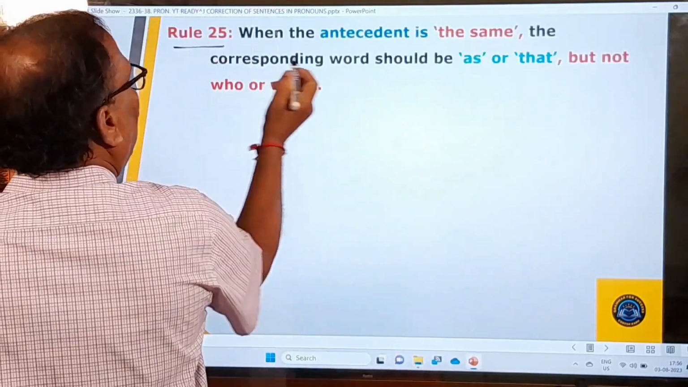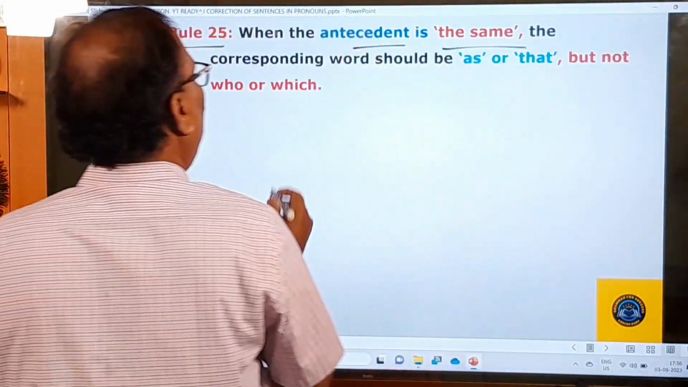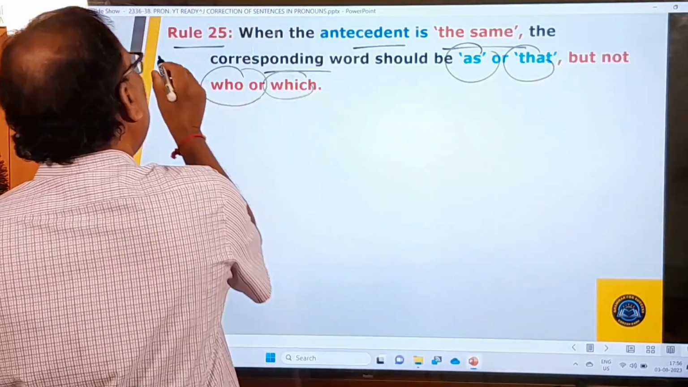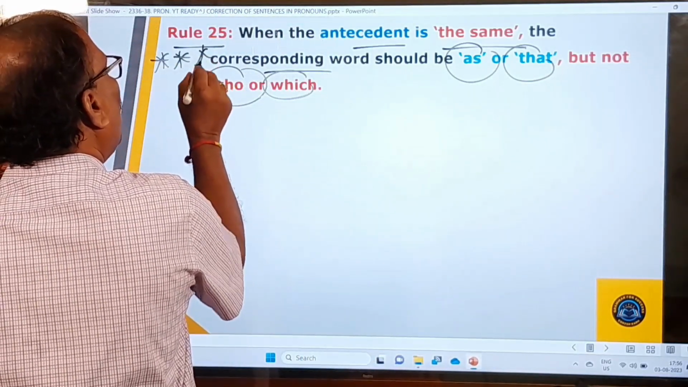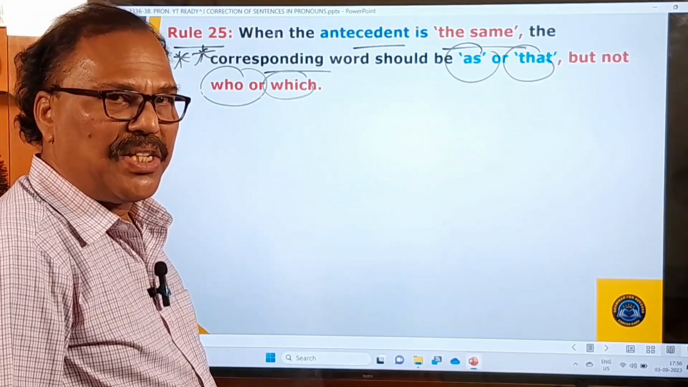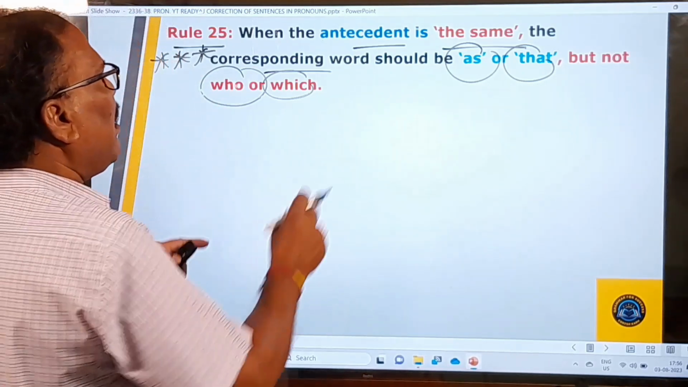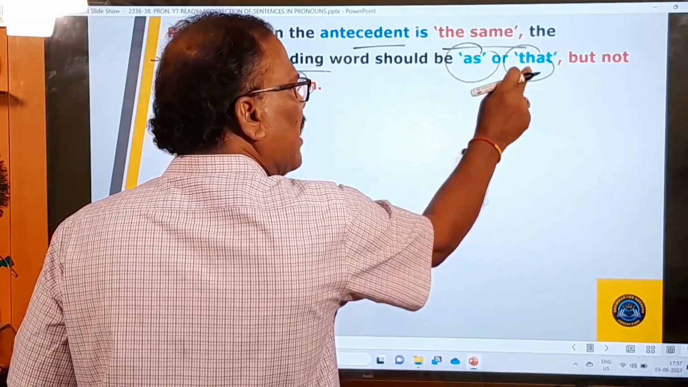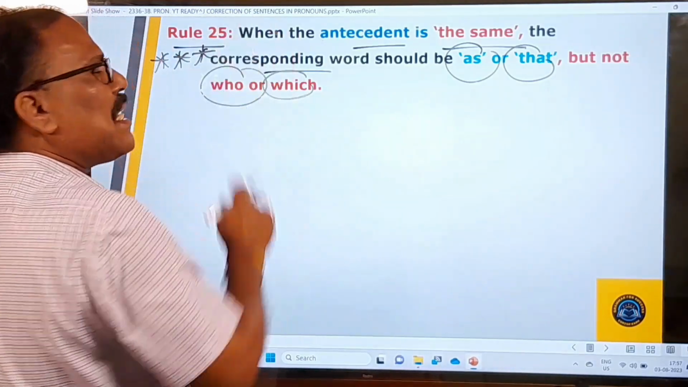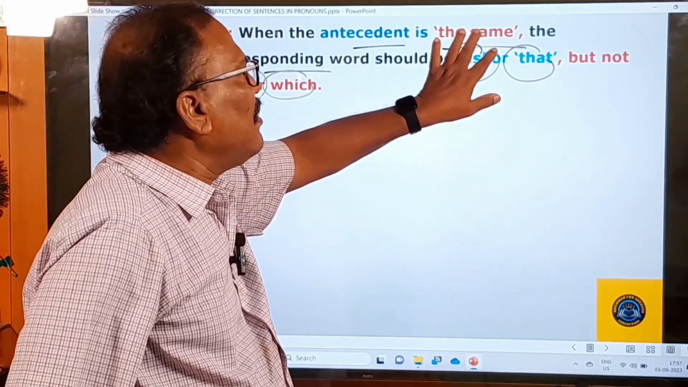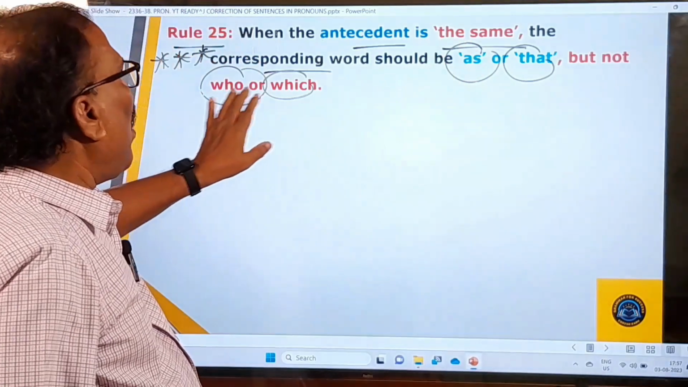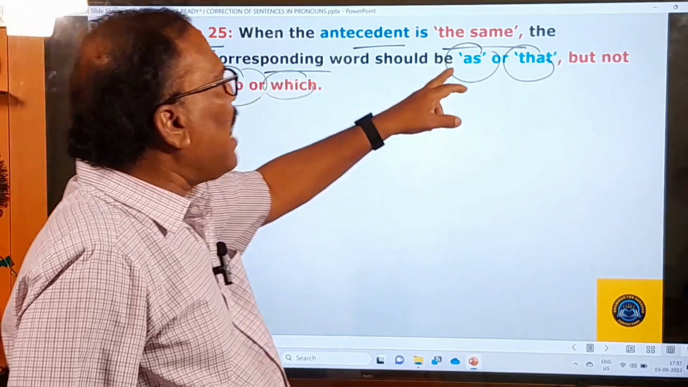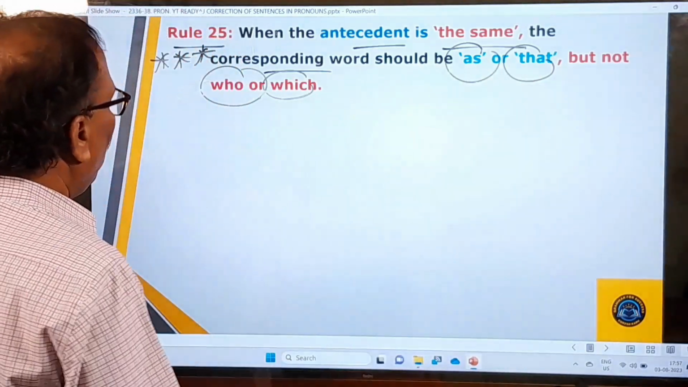Rule number 25. When the antecedent is the same, the corresponding word should be as or that, but not who or which. This is a very, very important rule from your competitive examination point of view. So here, when the antecedent is the same, after that there must be either as or that, but not who or which. But in the examination, after this antecedent, who or which is given, and you have to replace these words by as or that. Now how? Let us see that.